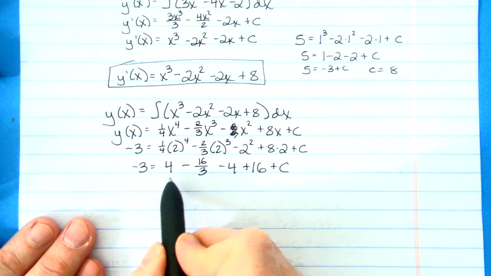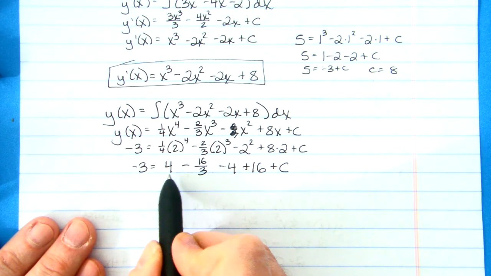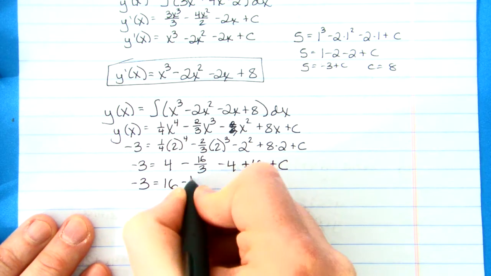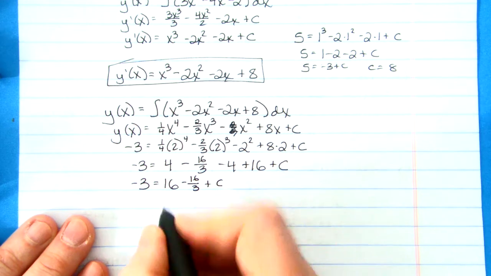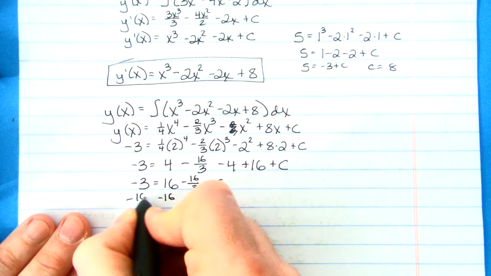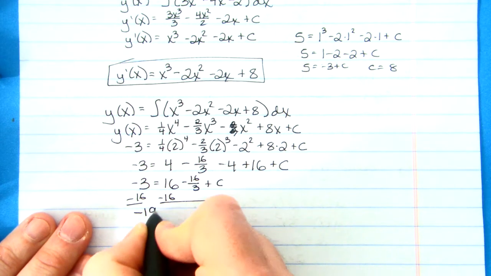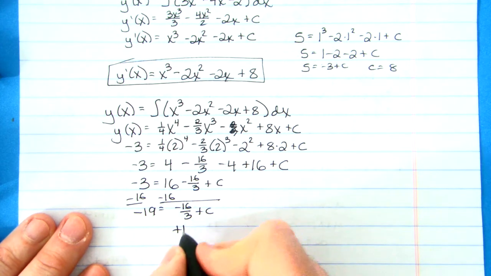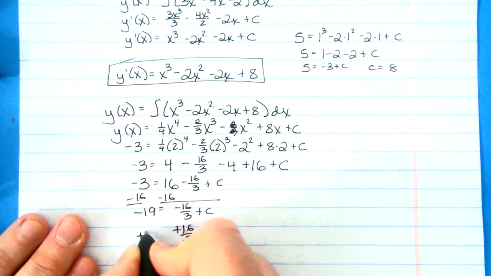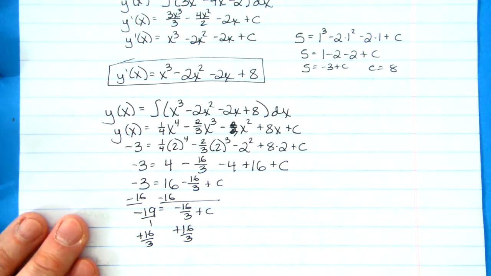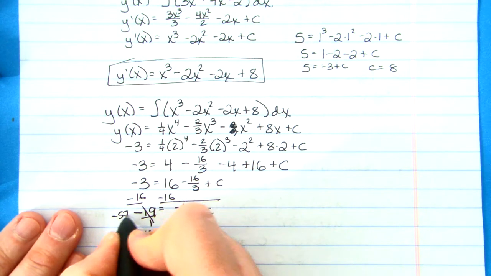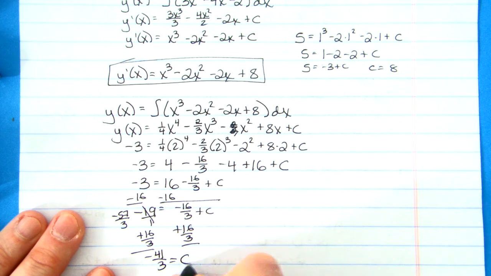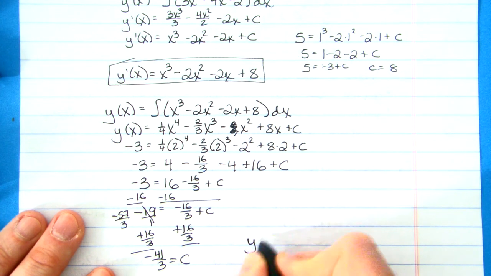You know what, maybe I'll just deal with the fraction at the very end. I think I can deal with everything else. 4 minus 4 is 0, plus 16 is 16. -3 equals 16 minus 16/3 plus a constant. I'll subtract not 16/3, just 16 from both sides to get -19 equals -16/3 plus a constant. I'll add 16/3 to both sides. Guess I need a common denominator to do this, so -57/3 plus 16/3, I believe, is -41/3, which is maybe what you submitted.